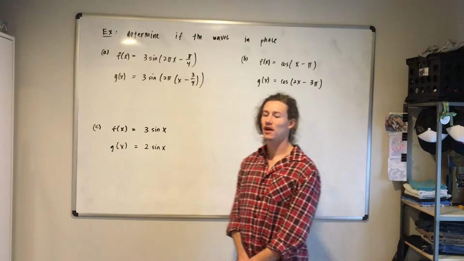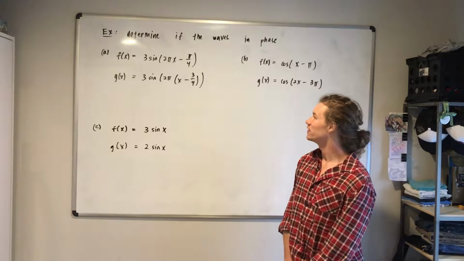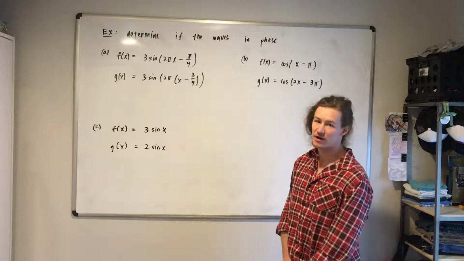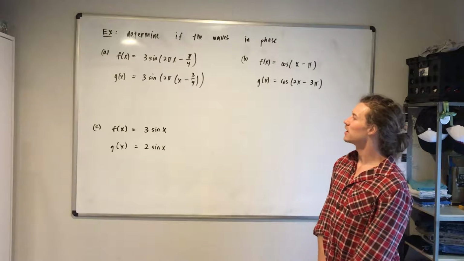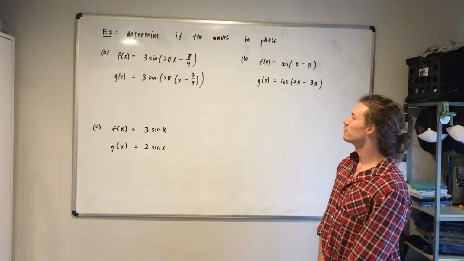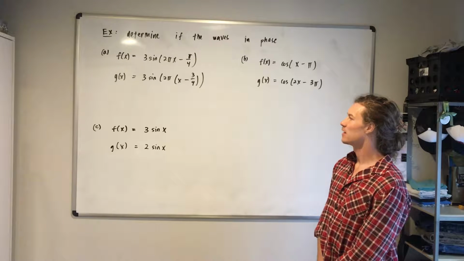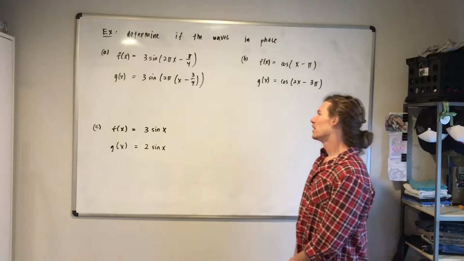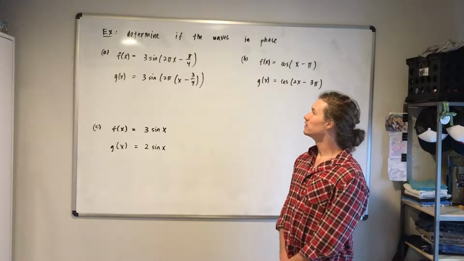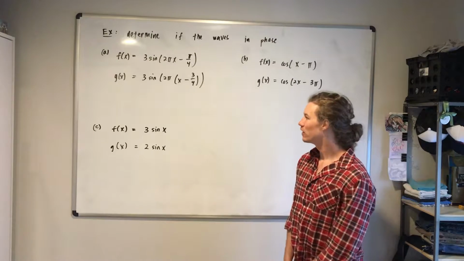Alright, let's go ahead and take a look at this problem where we determine if these waves are in phase or out of phase. So here we look at part A, f of x equals 3 sine of 2 pi x minus pi fourths, and g of x equal to 3 times the sine of 2 pi times x minus 3 fourths. So how are we going to determine if these are in phase?